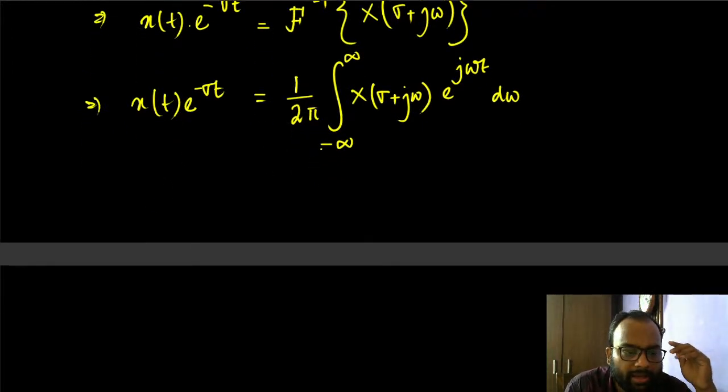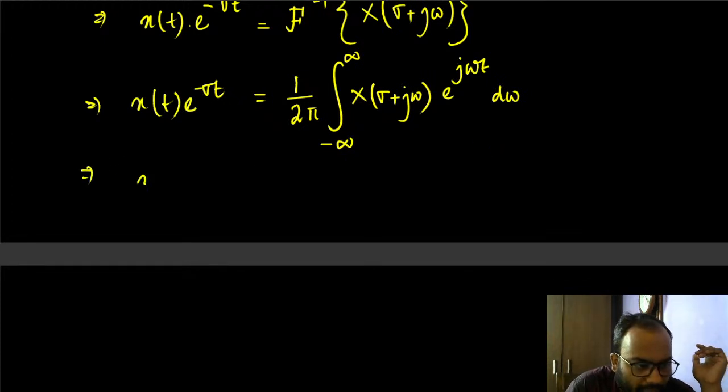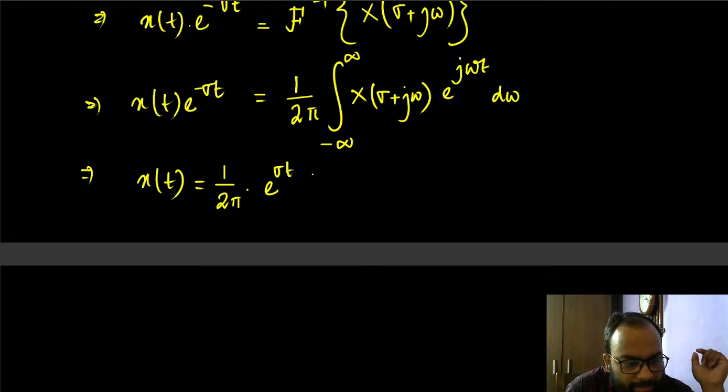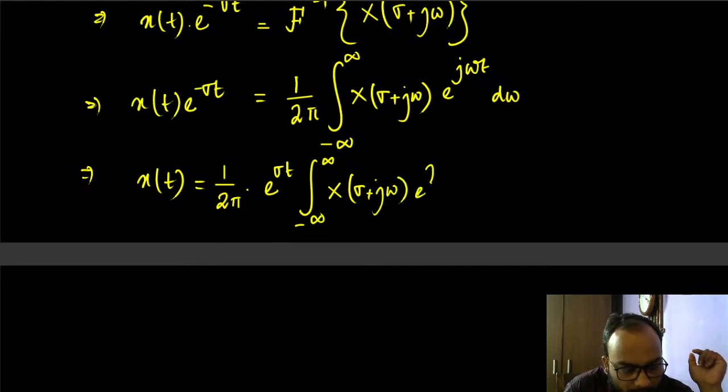So now that's the thing. Now here we are integrating with respect to omega. So anything that is not a function of omega can be treated as a constant. So what I can do, I can write x(t) here and bring this e to the power minus sigma t to the right hand side. So I can divide both sides with e to the power minus sigma t. So essentially I am multiplying with e to the power sigma t. So I have 1 by 2 pi times e to the power sigma t and this integration. This is going to be X(sigma plus j omega) e to the power j omega t d omega.